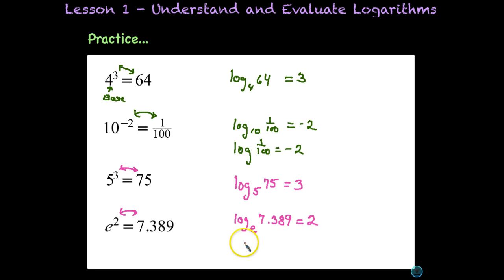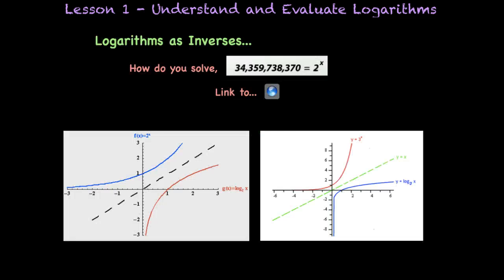Now, just like this log base 10, how we can write this as just log, base e is the natural number, so we can write it as the natural log, ln. So instead of writing log base e, we can write natural log 7.389 equals 2. It's the same thing. And your calculators will also have a natural log button. All right, great. Let's do one more set of practice.